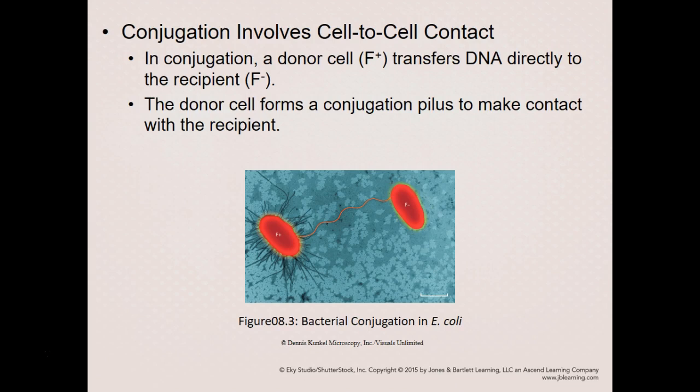So typically through conjugation, we're transferring a plasmid that contains the F factor plus other information. And so when you have a negative and a positive cell, when the negative cell takes in that plasmid, it becomes a positive cell because now it has its own F factor.